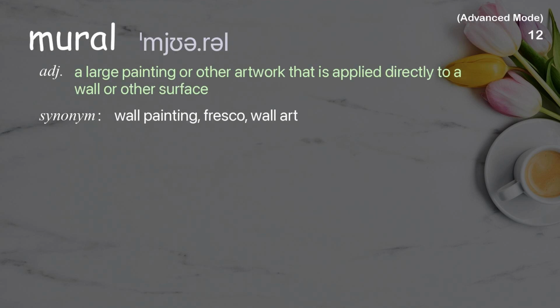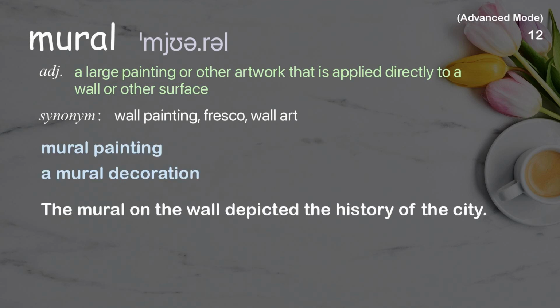Mural. A large painting or other artwork that is applied directly to a wall or other surface. Examples: mural painting, a mural decoration. The mural on the wall depicted the history of the city.